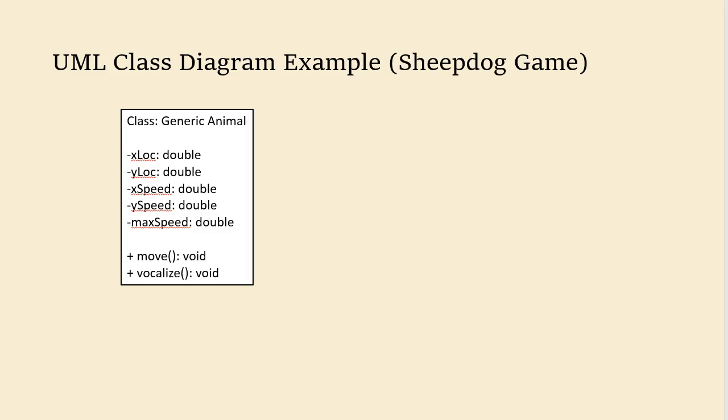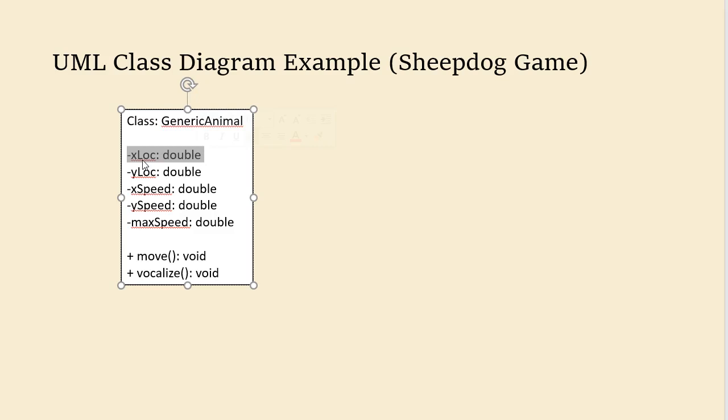Here's the sheepdog game. You make a box, and inside the box you put the name of the class, and then you list every attribute. And the way you list every attribute is if the attribute is private, you put a minus sign in front of it. If the attribute is public, you put a plus sign in front of it. Then the name of the attribute, and then a colon, and then its data type.